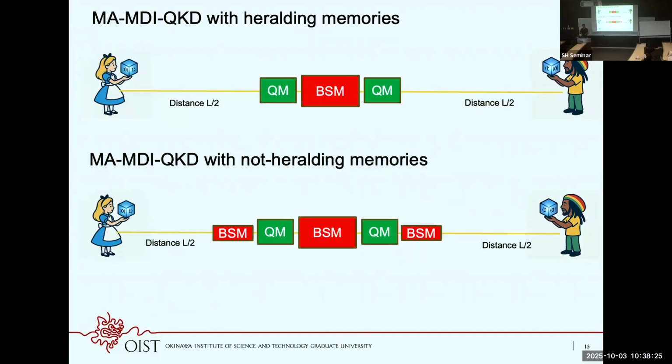But if they are not heralding, which means we don't know if the photon arrives at the memories, how do we know? So we need something extra, which is basically this Bell state measurement. If you think about it, the Bell state measurement, as maybe you already know, basically performs what is called in a quantum repeater entanglement swapping, right?